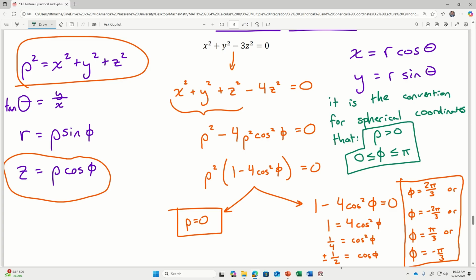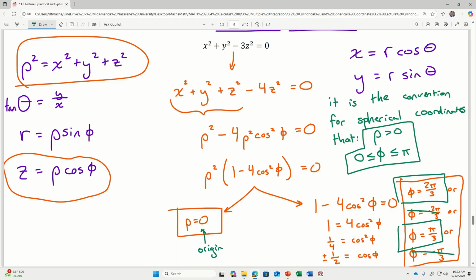And so that means if we were trying to stick to our convention, then I guess we would say that really the valid values of phi here are pi over 3 or 2 pi over 3. And so rho equals 0, that's just the origin. And that happens to be included in these two planes. Would you call that a plane? No, you wouldn't call it a plane. That would be a cone. Yeah. There's 2 cones happening here.